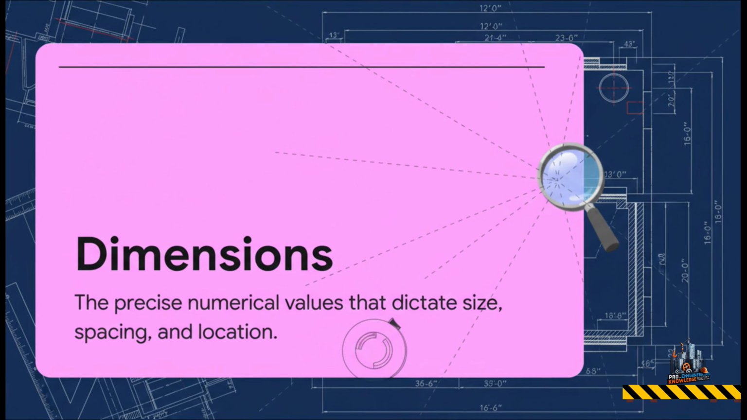Then you have dimensions. These are the absolute, non-negotiable numbers on the page. They tell you exactly how long that wall is, how far apart the beams need to be, or the precise spot for a column. There is zero, and I mean zero, room for guesswork here. Just remember, a dimension is not a suggestion, it's a command. If you overlook or misread one, I guarantee you're going to have something that just doesn't fit.